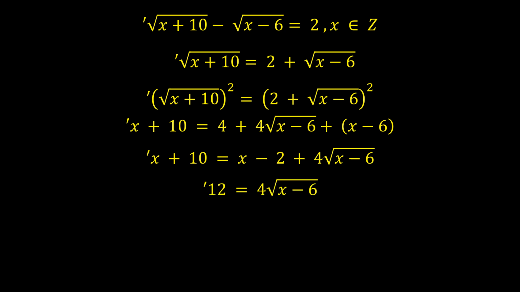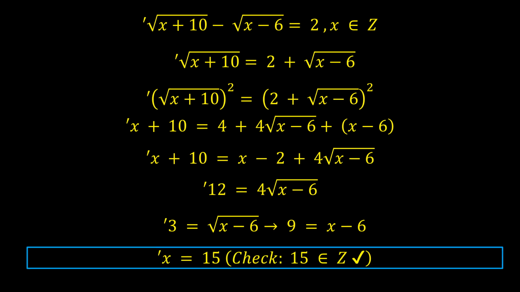Subtract x from both sides. Then subtract negative 2 from 10 to get 12. Divide by 4 to get 3. Then square both sides to remove the remaining root. Final answer is x equals 15, and it is an integer, so it satisfies the number theory condition.